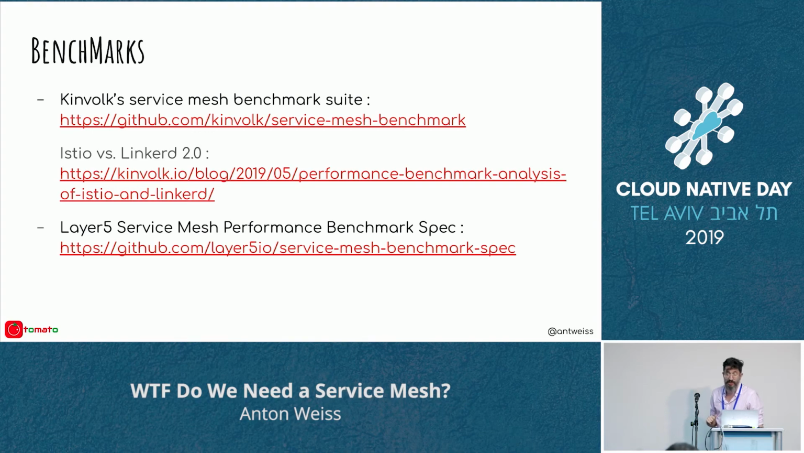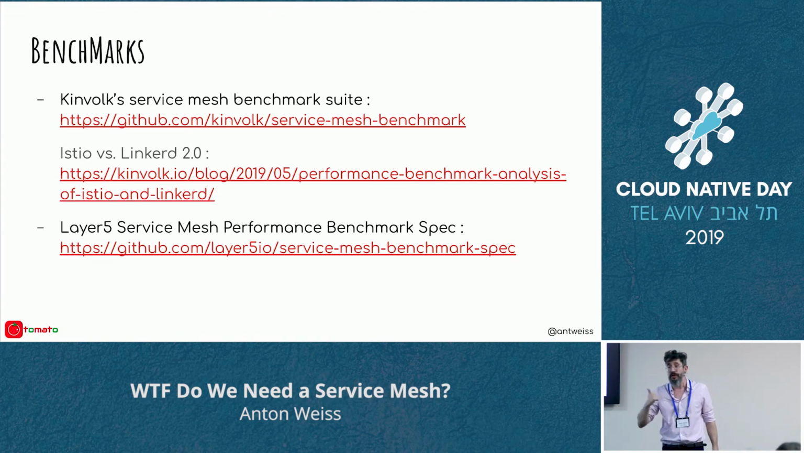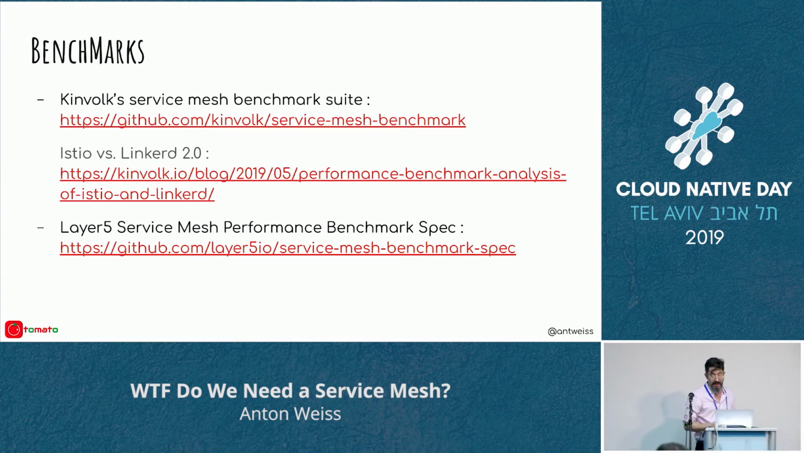Now, benchmarks. So what does it cost us in computing power? LINKERD, trying to prove that they are much better than Istio, commissioned an independent company called Kinvolk to run a benchmark that would prove that LINKERD is better. The folks at Kinvolk were very, very serious about this, so they also published the benchmark, the way they ran the benchmark, and some tooling for running such benchmarks in the future. And they also, of course, published the results of their benchmark.